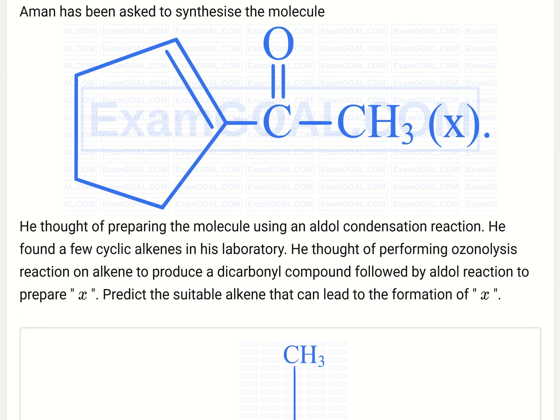Aman has been asked to synthesize this molecule. He thought of preparing the molecule using an aldol condensation reaction. He found a few cyclic alkenes in his laboratory. He thought of performing ozonolysis on the alkenes to produce a dicarbonyl compound, followed by aldol condensation to prepare X. Predict the suitable alkene that can lead to formation of X.